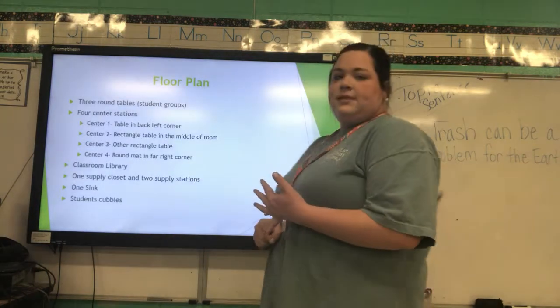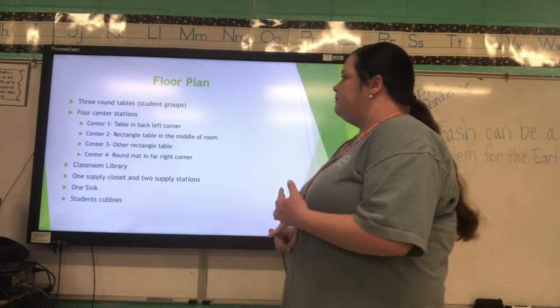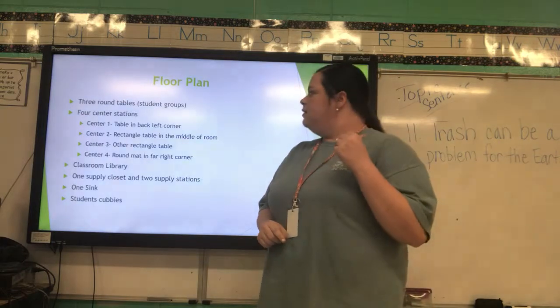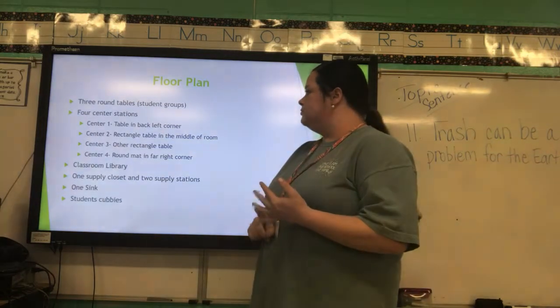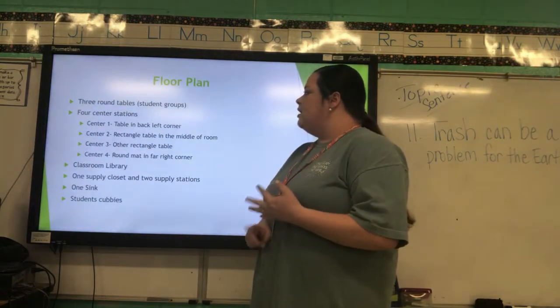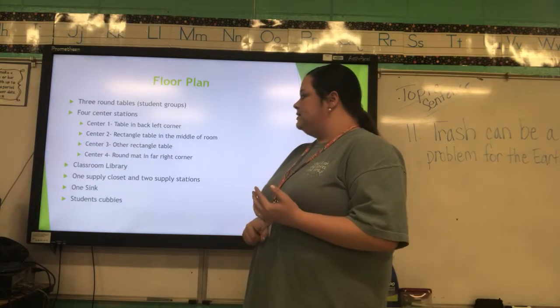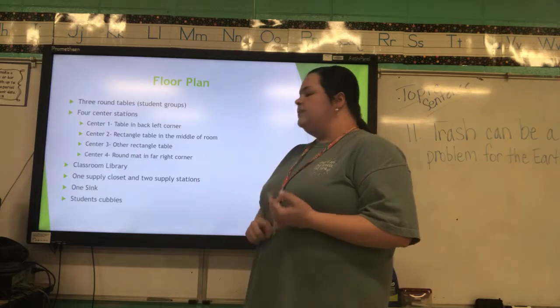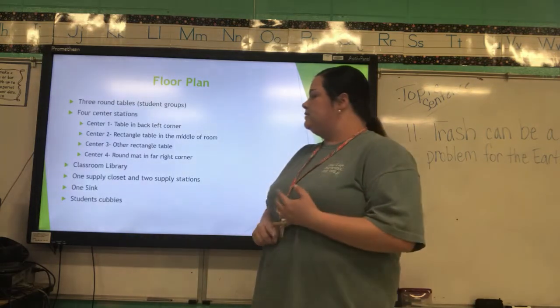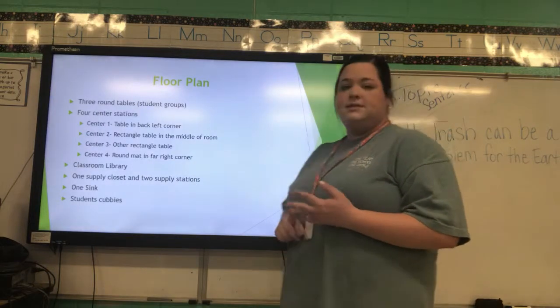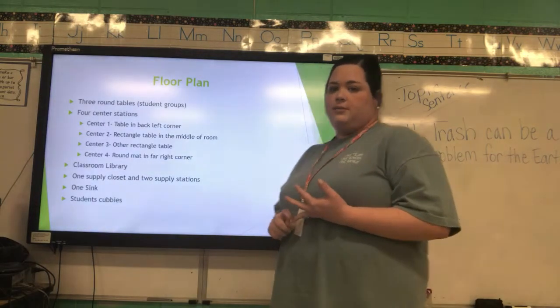So we have 3 round tables, which include the student groups, and 4 center stations. Center 1 is the table in the back left corner. Center 2 is the rectangle table in the middle of the room. Center 3 is the other rectangle table, and center 4 is the round mat in the far right corner. We also have a classroom library, as well as 1 supply closet and 2 supply stations, 1 sink, and we also have student cubbies.